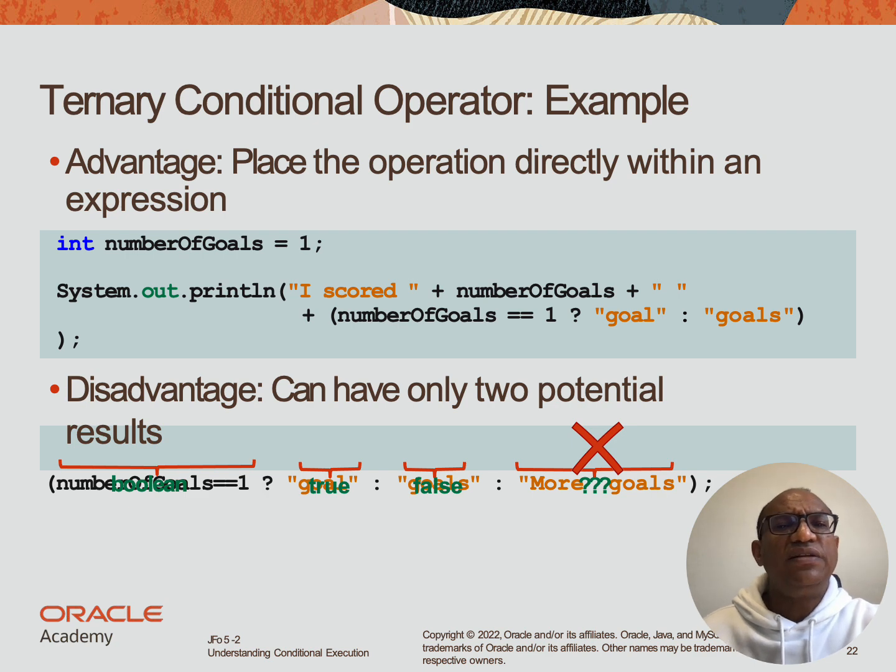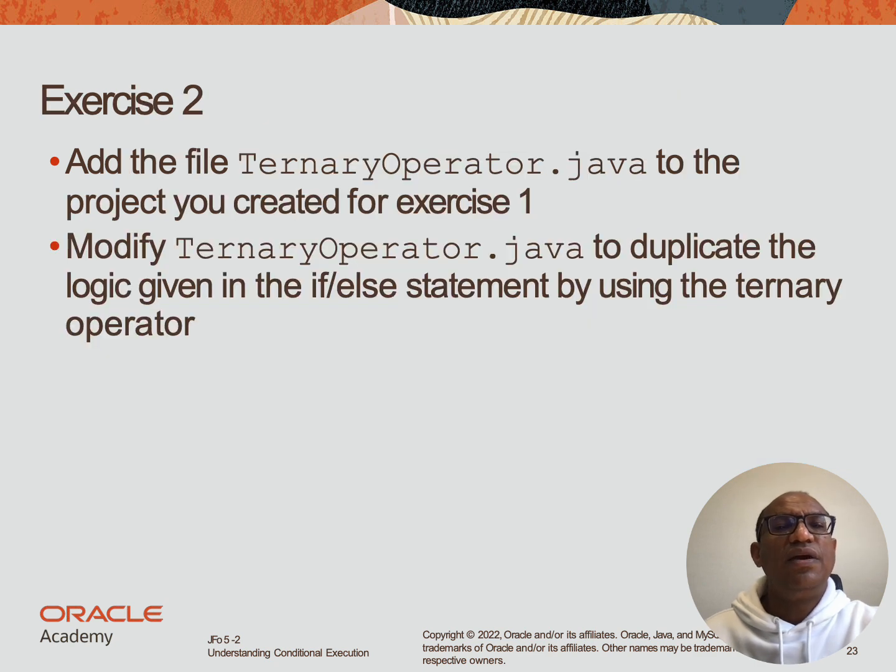As you can see, the ternary operator can be useful to reduce the number of lines of code, but it can make your code difficult to read, and so it isn't ideal for nested statements. In exercise 2, replace an if-else statement in TernaryOperator.java with a ternary expression. See how much shorter your code becomes.